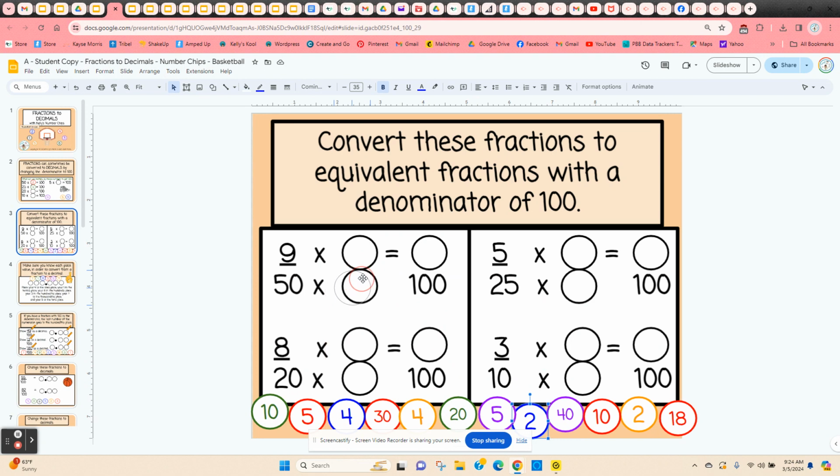So here they know they have to multiply 50 times 2. So that means they also have to multiply 9 times 2 to get an equivalent fraction. And so they end up with 18 hundredths. Here we know we have to multiply 25 times 4, which means we have to also multiply the numerator by 4, and that gives us 20 hundredths, and so on.